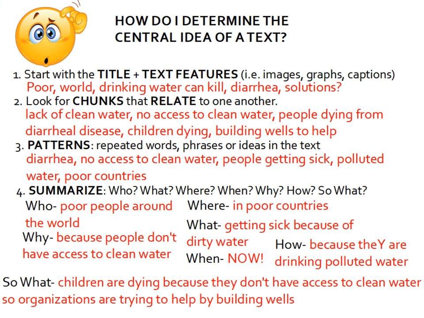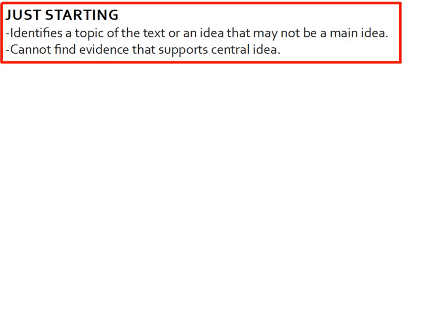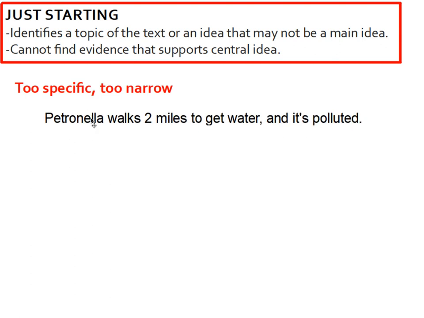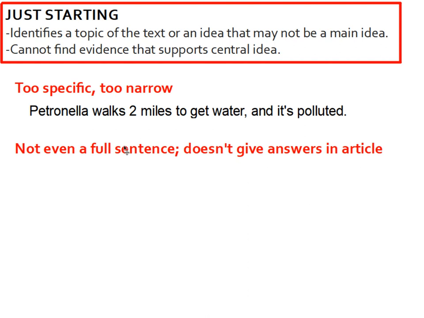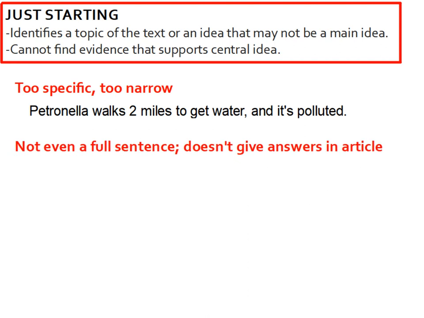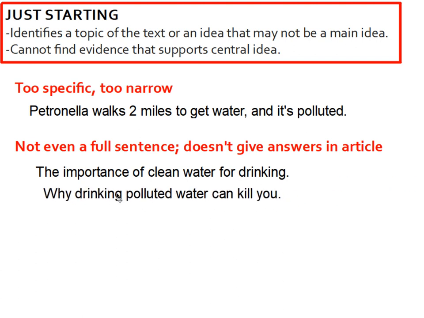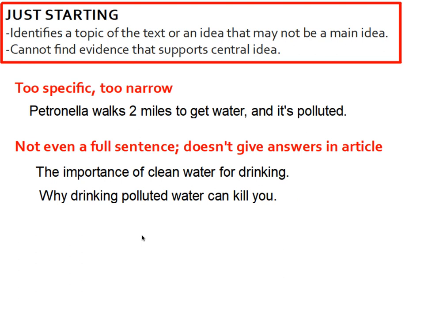So now that I have all this information, I'm going to use this to help me come up with a central idea. Here are some examples of things you might have come up with. If you got just starting, remember you're identifying a topic of a text or an idea that may not be the main idea. Your idea might be too specific or too narrow. For example, Petronella walks 2 miles to get water and it's polluted. It might be not even a full sentence, or it doesn't give answers in the article. For example, the importance of clean water for drinking, or why drinking polluted water can kill you. Both of these examples are not full sentences, and they don't really answer this in the article.